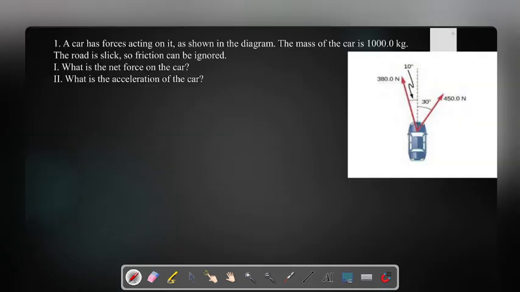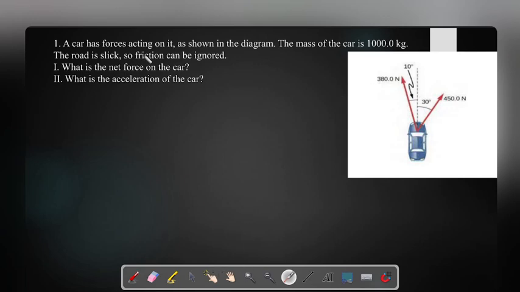Our first question says that a car has forces acting on it as shown in the diagram that we have here, and the mass of the car is 1000 kg. The road is slippery, so friction force can be ignored. Part 1, what is the net force on the car? Part 2, what is the acceleration of the car?